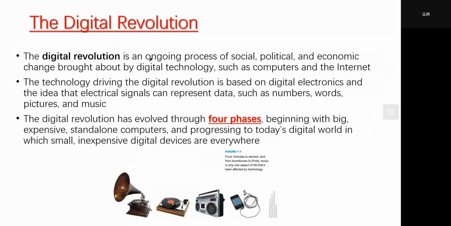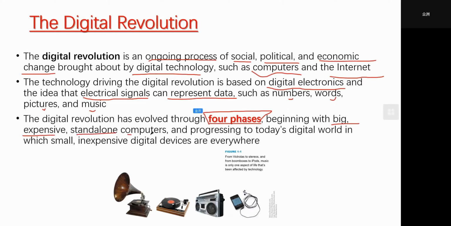Okay, anyway, the digital revolution is an ongoing process of social, political, and economic change brought about by digital technology, such as computers and the internet. And the technology driving the digital revolution is based on digital electronics and the idea that electrical signals can represent data, such as numbers, words, pictures, and music. And we can basically divide the digital revolution into 3 phases. Beginning with big, expensive, standalone computers, it's the first phase, and progressing into today's digital world, in which small, inexpensive digital devices are everywhere. Each of you has such digital devices, right?